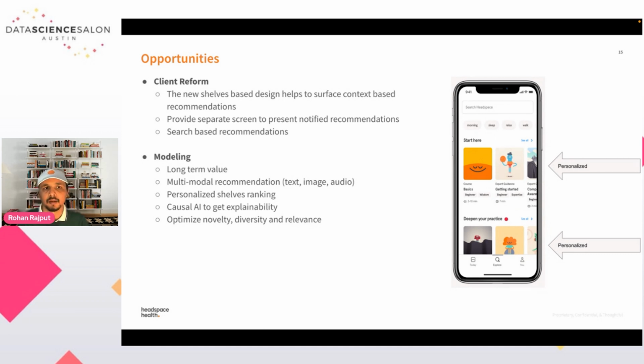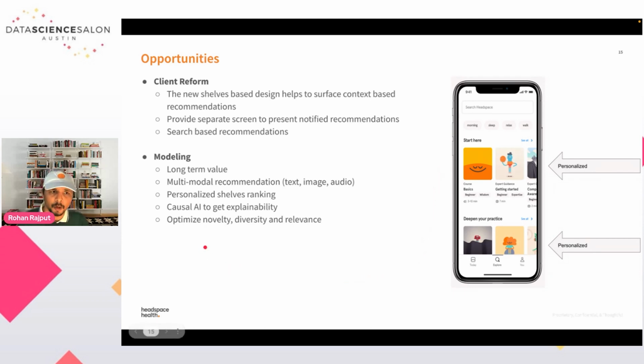We can use a different screen for notification or recommendation, and we can also introduce recommendation in the search space. So if somebody is searching for a particular type of meditation, then we can provide search-based recommendation and also collect that search data, which can help us improve our content recommendation, which is pretty common in lots of other systems like YouTube or Netflix.